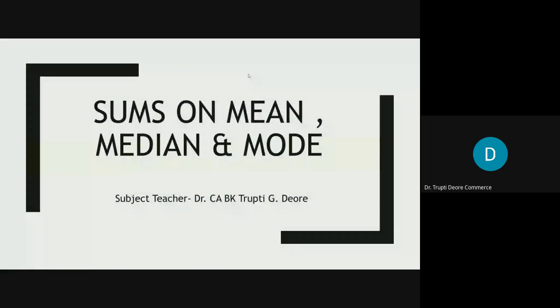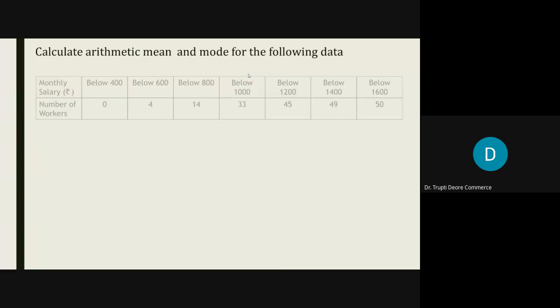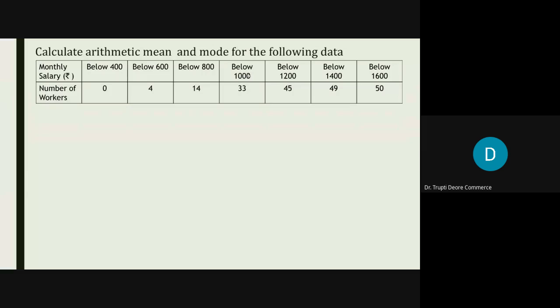So let's go for a sum on all three types: mean, median, and mode today. Check out the first sum. Calculate arithmetic mean and mode for the following data. The data is given below 400, below 600, below 800, below 1000, below 1200, below 1400 and below 1600. So the number of workers are given. So what have they asked for?